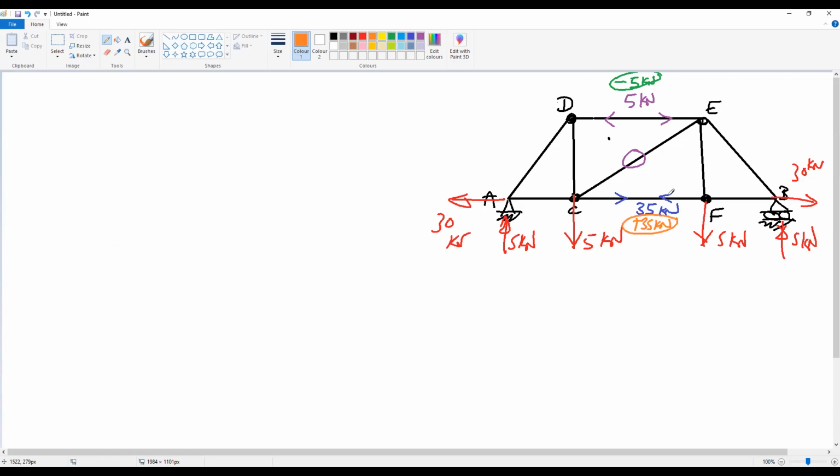Now we have found all the members in the cut, but we still have to find member AD, member CD, member EF, member FB, and member EB. Do you have an idea how to get these members?